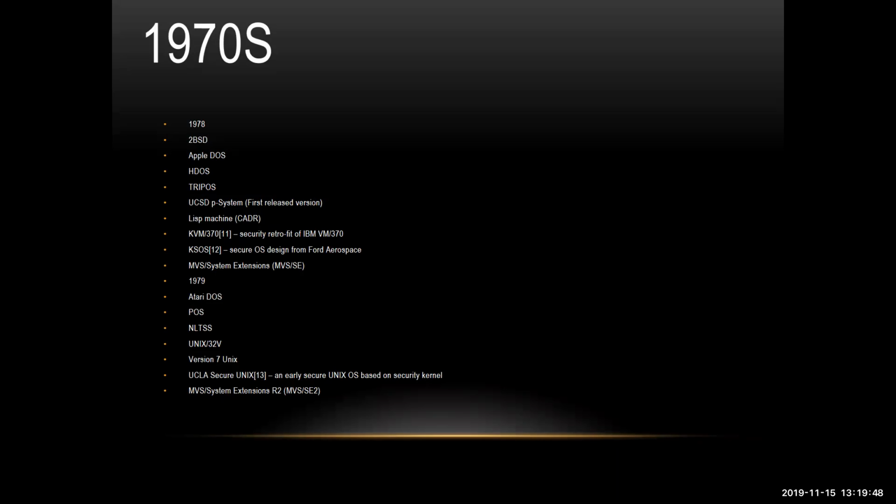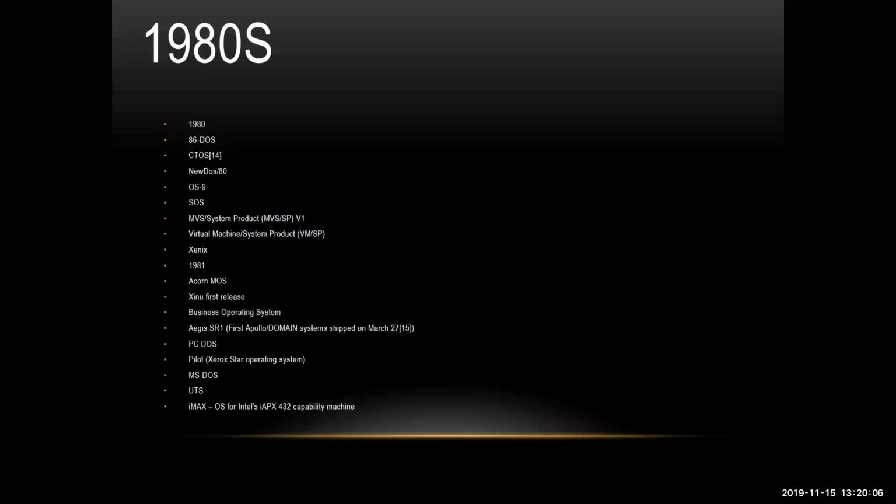And yeah, pretty much that's it. And then we also had UCLA Secure Unix, and then MVS System Extensions R2. So that's it for 1979. So moving to the 1980s.